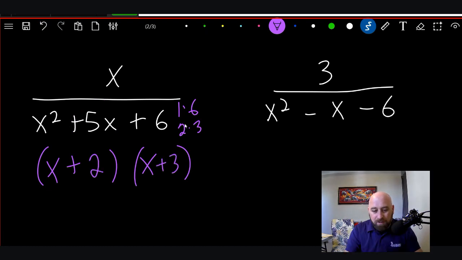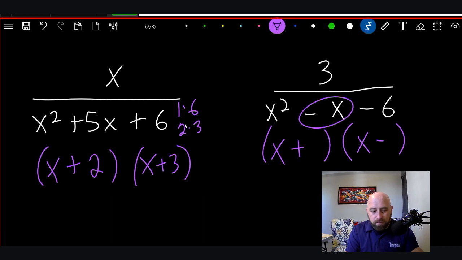And then we would come over here to this side, and we do the same thing. Let's factor it. x plus, x minus. Factor the 6 so that we get to a negative 1 there. And we're going to have to do the same thing right there. So we're going to have a positive 3, actually a negative 3, and a positive 2.